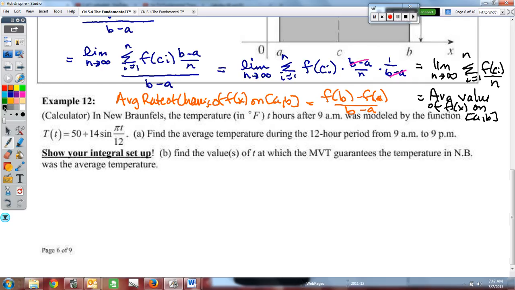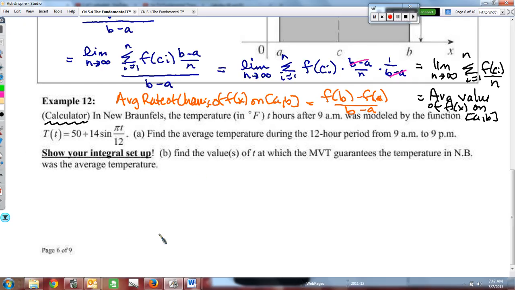All right, so for example, in the problem that we have down here, and this is a calculator problem, so we're going to remember that, we are looking at a temperature function, and this temperature is modeling degrees Fahrenheit t hours after 9 a.m. So 9 a.m. is t equal to 0. And we want to first find the average temperature during a 12-hour period from t equal to 0 to t equal to 12.